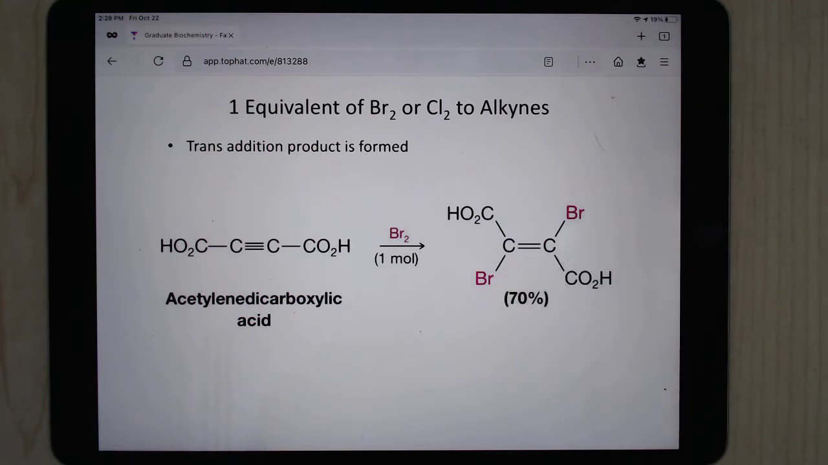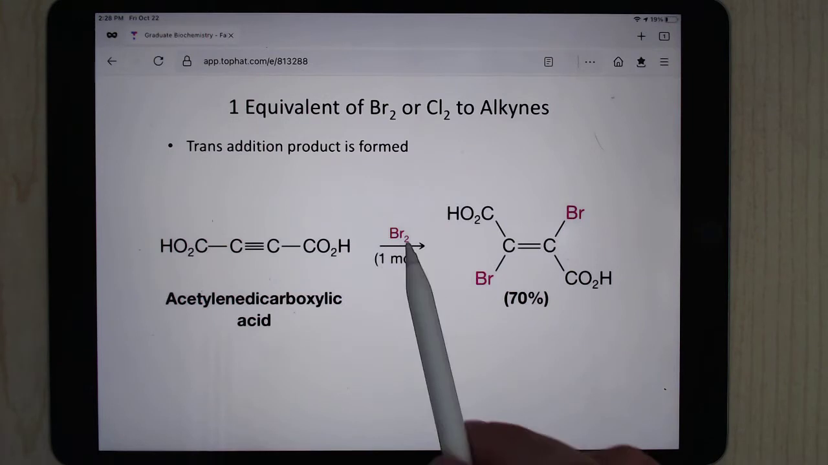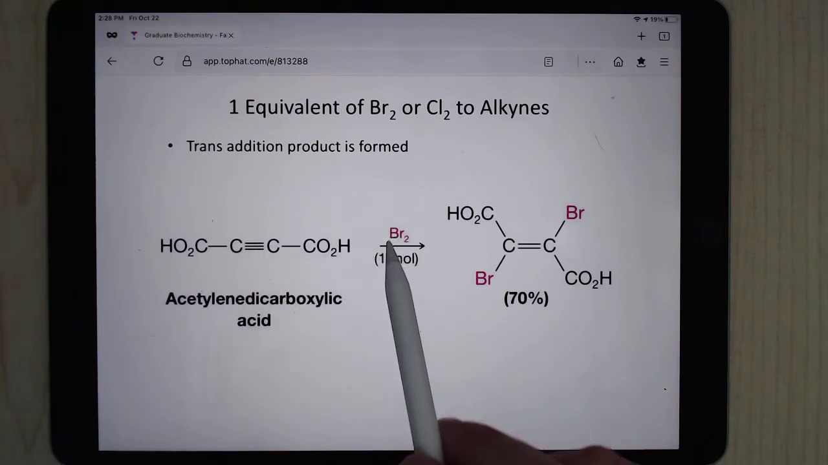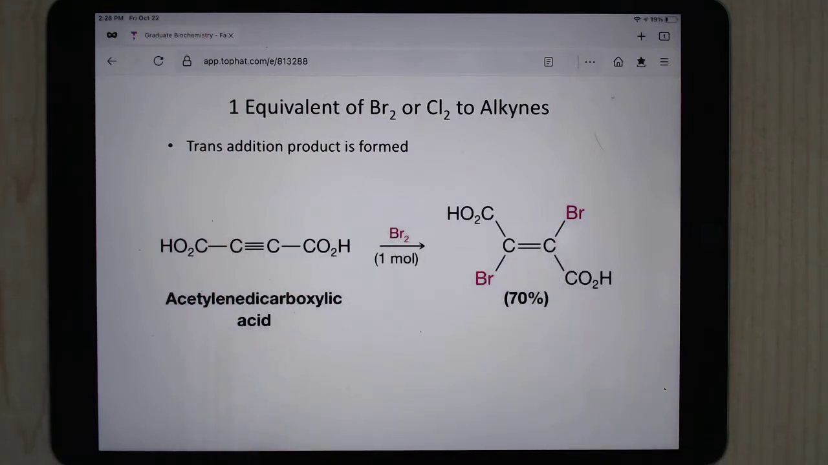Okay, but it can't go a second time because you only have 1 molar equivalent. So you don't have 1 of this and 1 of that, so you can't do it a second time. So if you see something like this, then it'll do it one time. If it doesn't say that, you can assume an excess, so it'll go a second time.